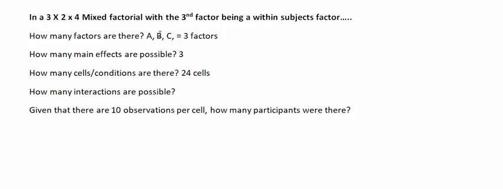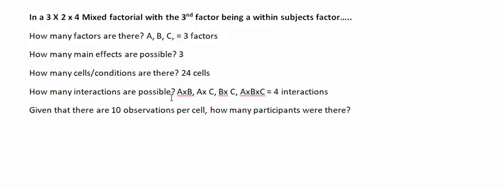How many interactions are possible? Now we have A, B, and C. We can make some combinations of this, right? So these are the combinations we can make. We can make A by B. We can make A times C. We can make B times C, right? And we can make A by B times C. And so when we count those up, right, you have 4 interactions.